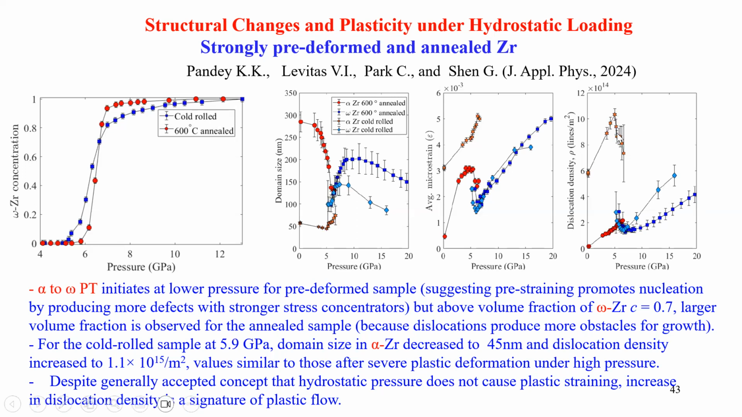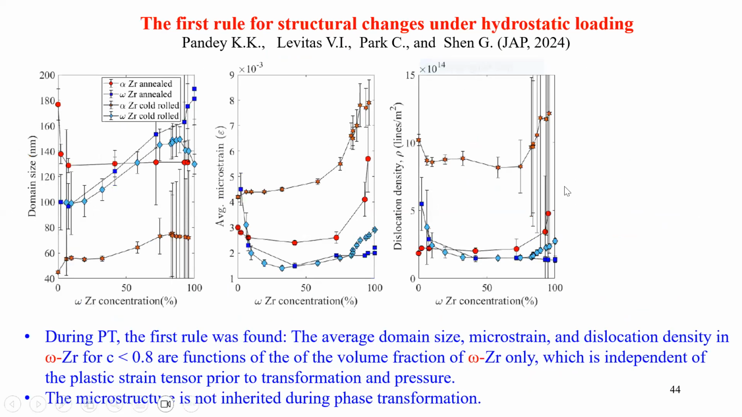Then during phase transformation, dislocation density is not inherited. It drops drastically. And then after phase transformation, it grows. And it grows more significantly for plastically pre-deformed sample. Then when we plot all data versus volume fraction of high pressure phase during phase transition, it appears that curves for annealed and plastically deformed samples are practically coincide in omega phase. And this is the first rule for microstructure evolution due to pressure-induced phase transformation, that dislocation density, domain size, and average microstrain are a function of volume fraction of high pressure phase only, and independent of prior plastic deformation and pressure.